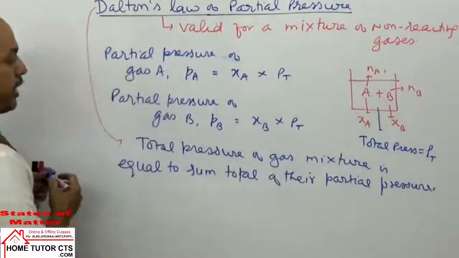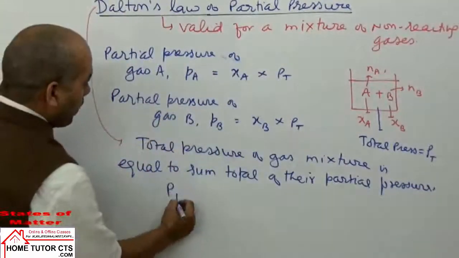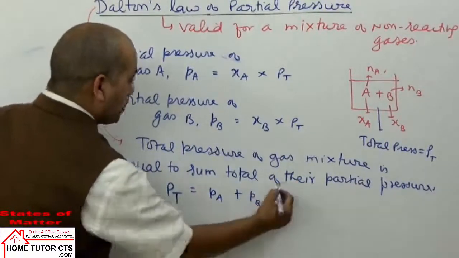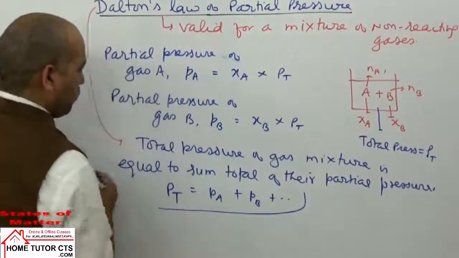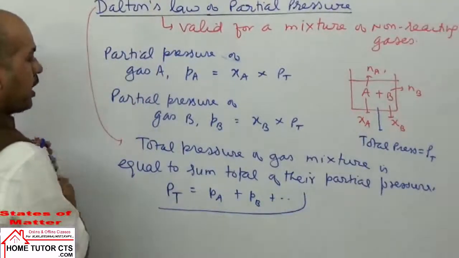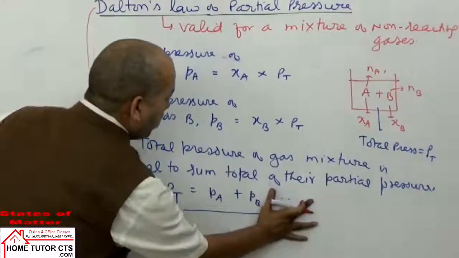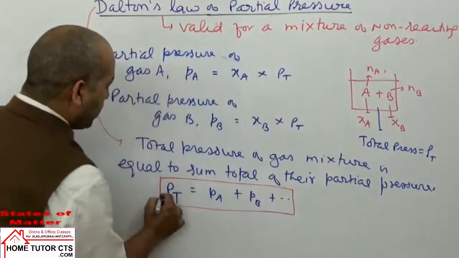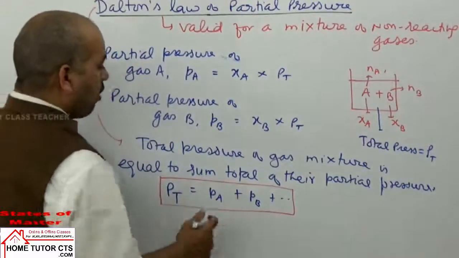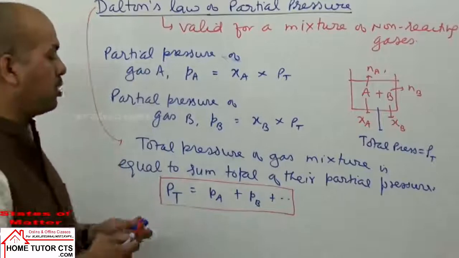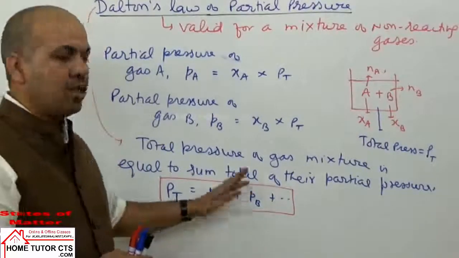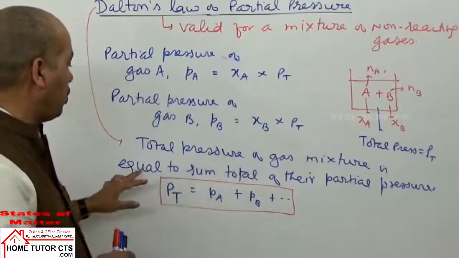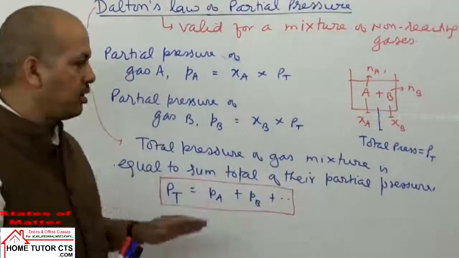Meaning if I take this gas mixture, what can be taken? Total pressure, it is Pa plus Pb. If you have more gas, you can take more also. This can be taken mathematically, Dalton's law of partial pressure: for a mixture of non-reacting gases, the total pressure of the gas mixture is equal to the sum total of their partial pressures. Got this point?